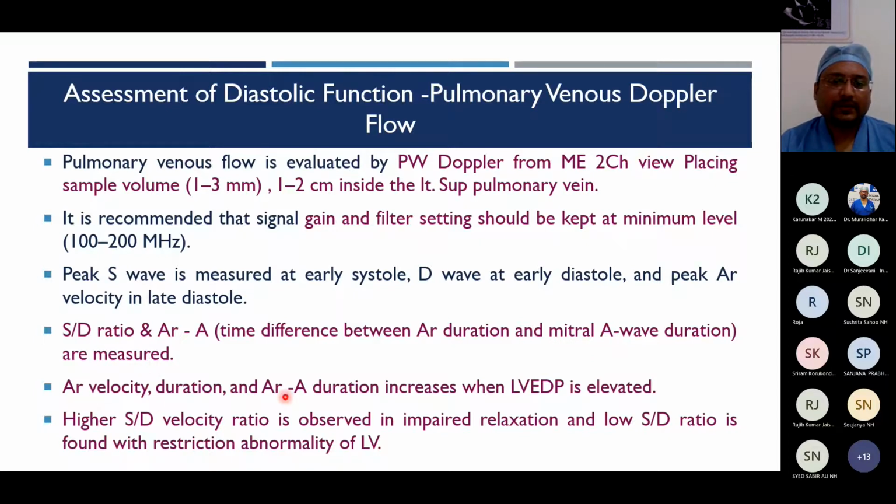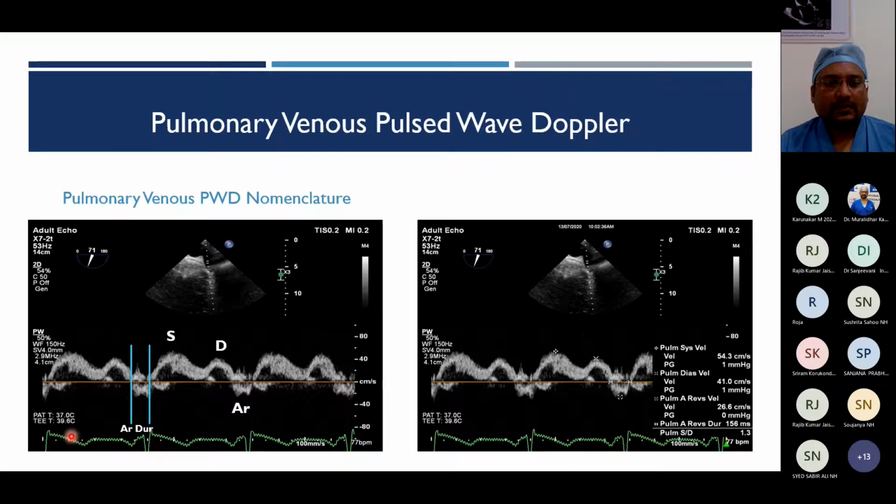A reversal velocity, duration, and AR minus A duration increases when LVDP is high. Higher S by D ratio velocities are observed in impaired relaxation, and lower S by D ratio is found with the restriction and abnormal filling. So this is how the pulmonary venous Doppler is done.